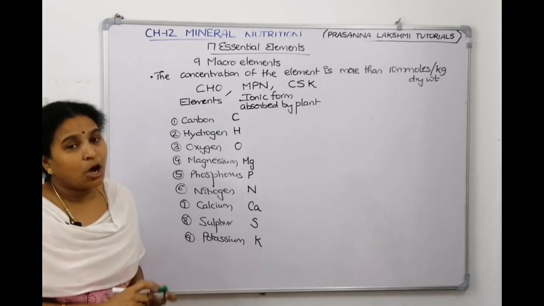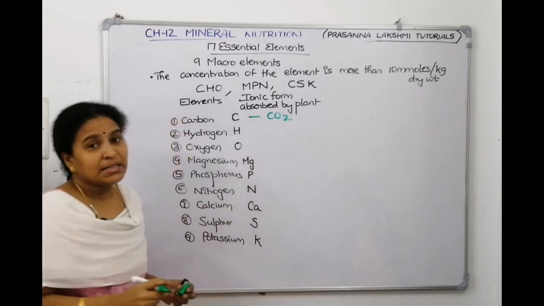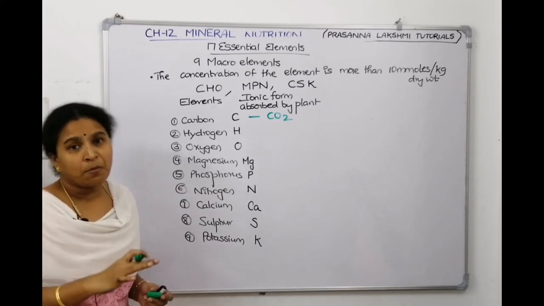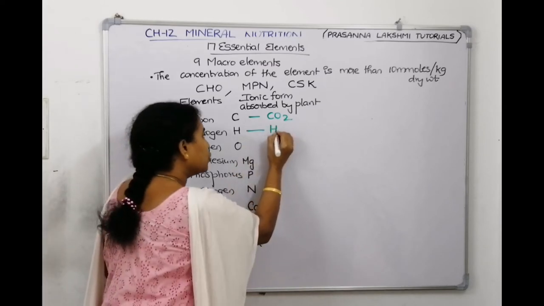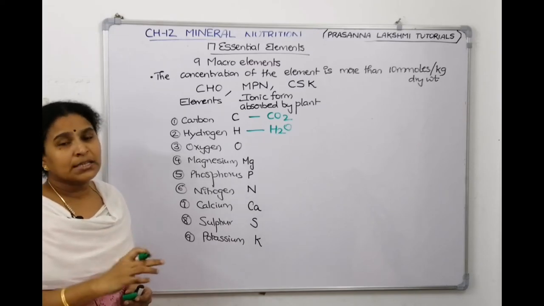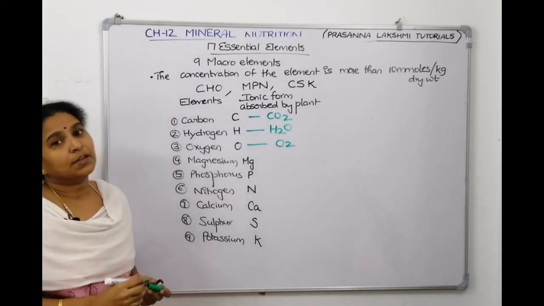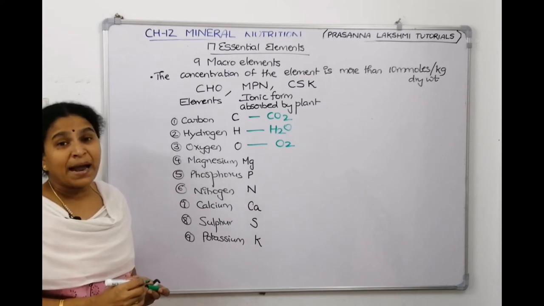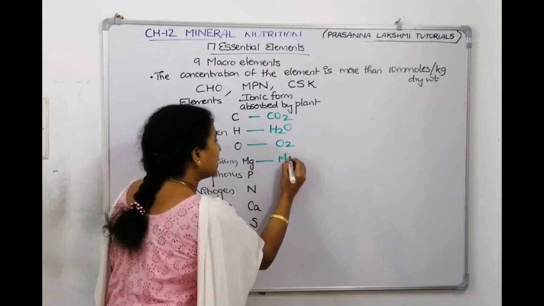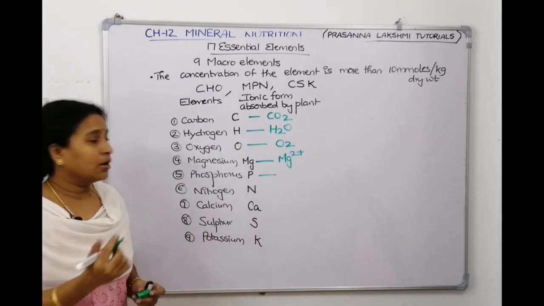Now, carbon is absorbed by the plant in gaseous form, in the form of CO2. Hydrogen is absorbed in gaseous form and also liquid form, as H2O. It can absorb through water vapor and also through the liquid state. Oxygen again in gaseous form only, in the form of O2. Magnesium, the plant absorbs as a divalent cation. Phosphorus, the plant absorbs as an anion. So what is that?